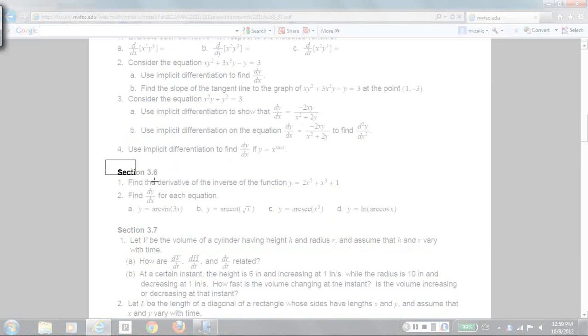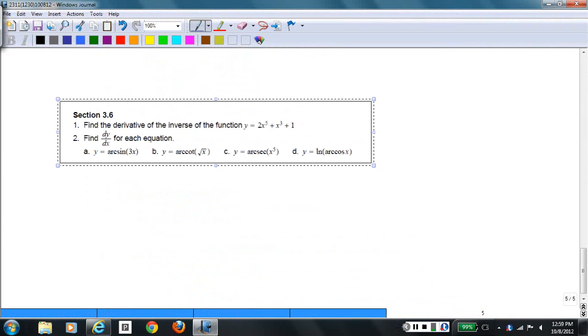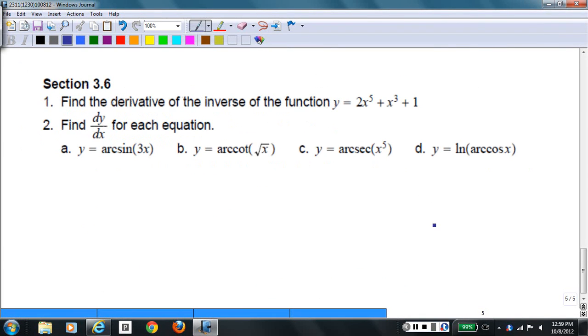3.6. Not much to look at from 3.6, huh? That must be really easy stuff. Or maybe it's really difficult stuff. That's why I couldn't put many problems. So there are basically 5 derivatives to find. Which one is the difficult one?